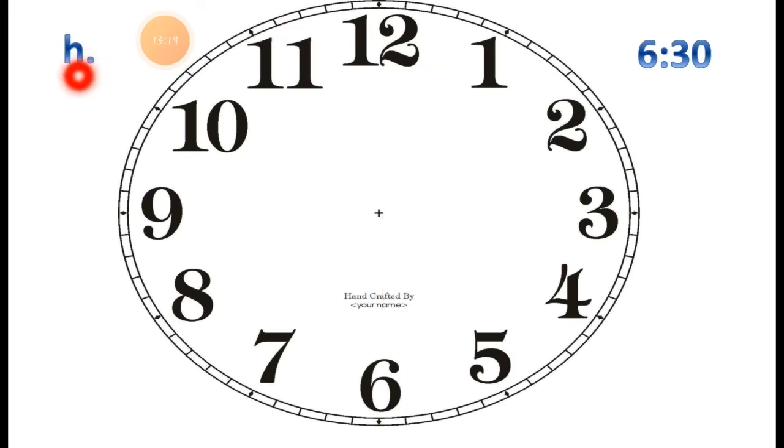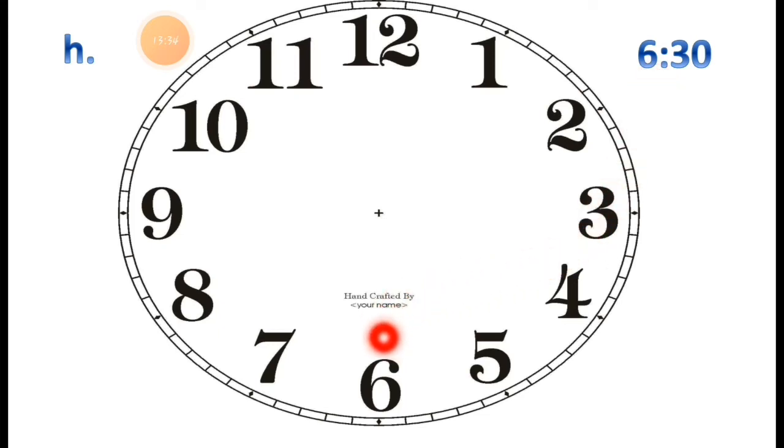Now the next and the last clock is clock number H, and the time we have to draw is 6:30. Which time do we have to draw? It is 6:30. After 6, it will be 7 o'clock.